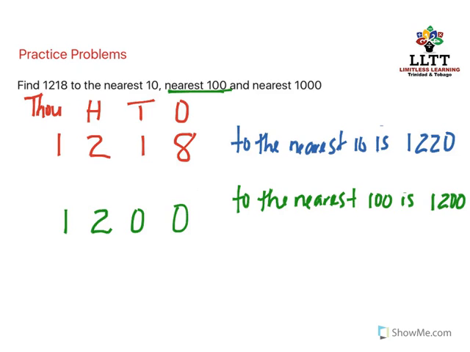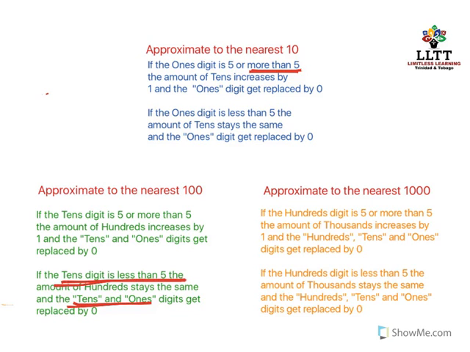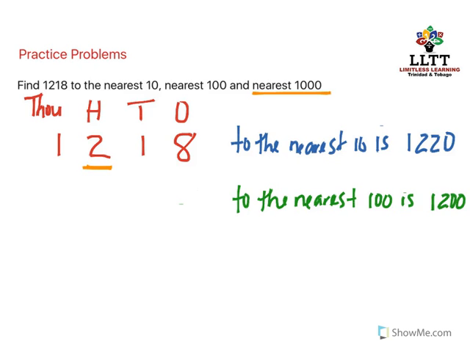Okay, and next we're going to look at to the nearest 1,000. So to the nearest 1,000 means that we are looking at our hundreds digit. And our hundreds digit is 2. 2 is less than 5. If it's less than 5, we keep the amount of thousands as is. So the amount of thousands is 1. We keep that as is.